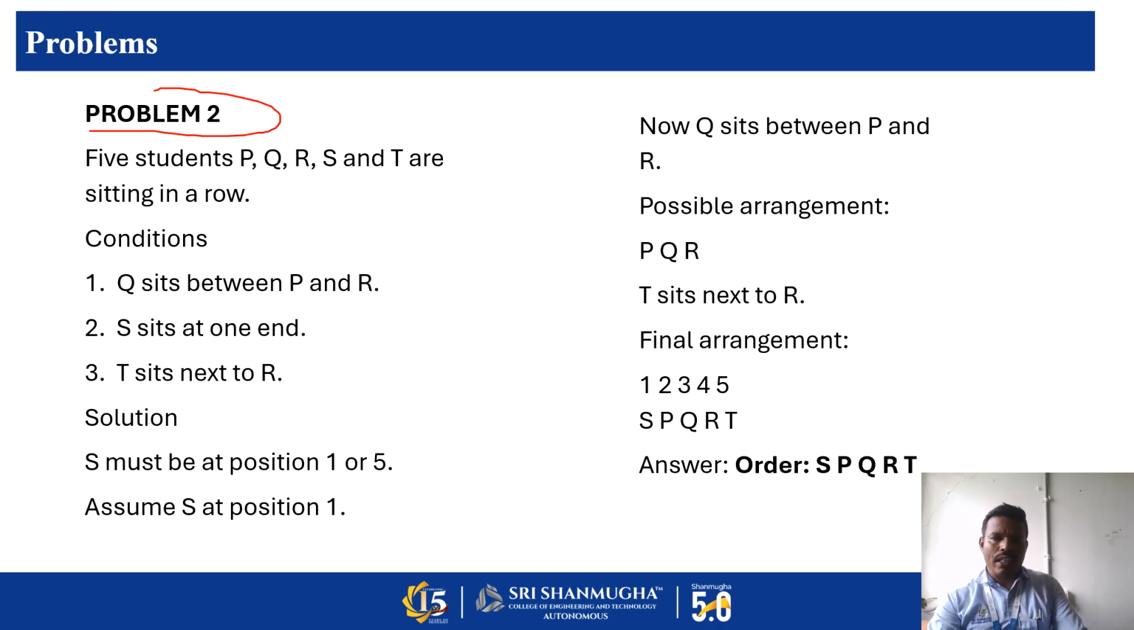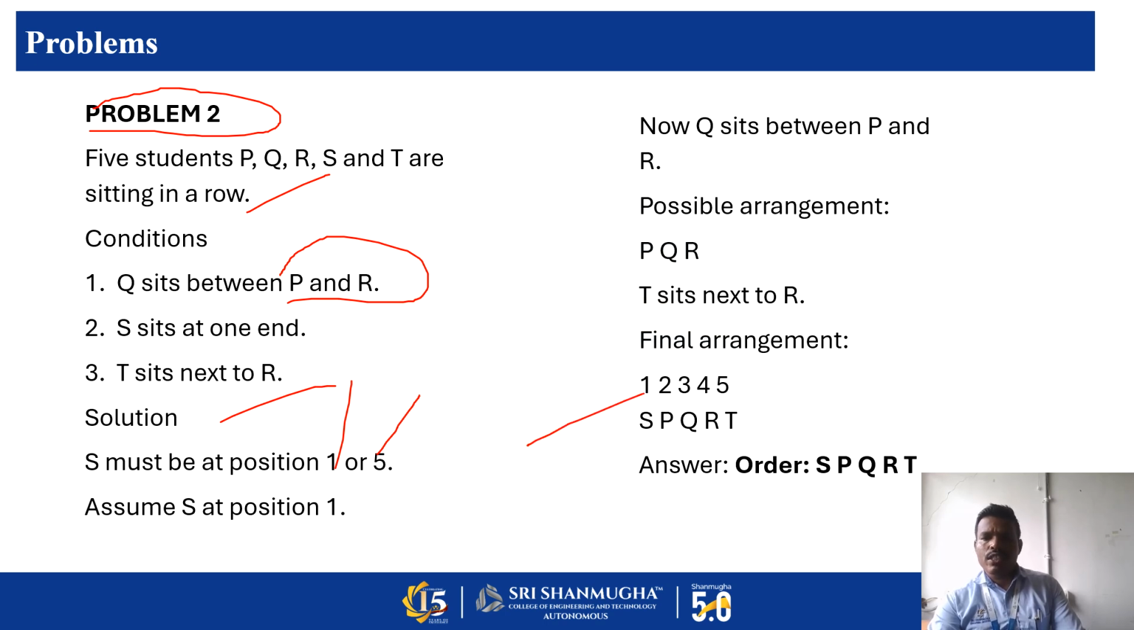How to think about that. Five students P, Q, R, S, T are sitting in a row. The conditions: Q sits between P and R. S sits at one end. T sits next to R. Now the solution. First thing, S sits at one end, either position 1 or position 5. Assume the first one.